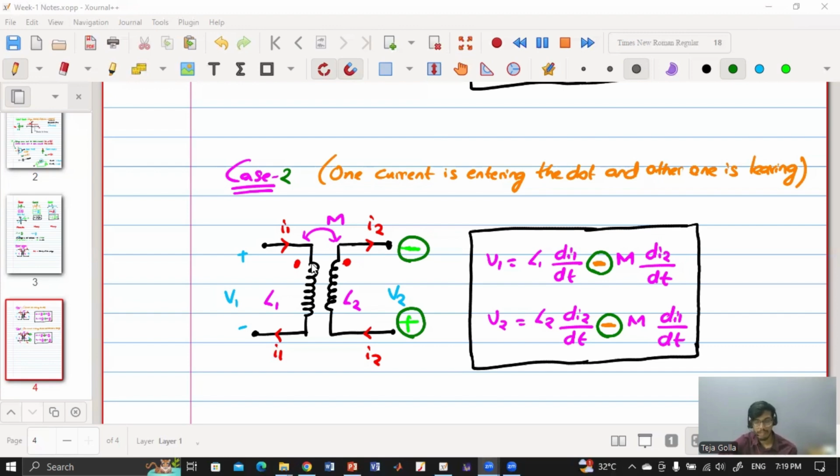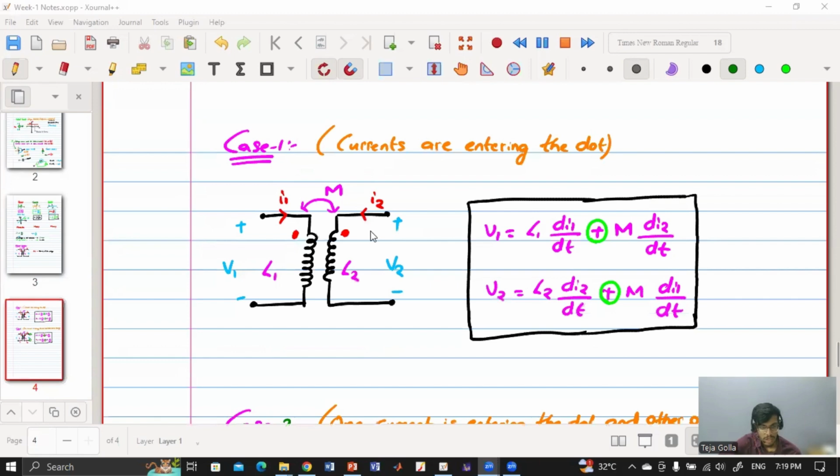But for the time being, you just understand that this dot convention is to know the polarity of the mutual inductance part. So if the dot convention is like this, and the currents are entering the dot, it means the current in coil 1 will induce a positive voltage in coil 2. So that's why we are having plus and plus. Similarly, the current is entering here and also entering here. It means they are connected in such a way that the current in coil 2 will induce a positive voltage in coil 1. So here the effect is positive.